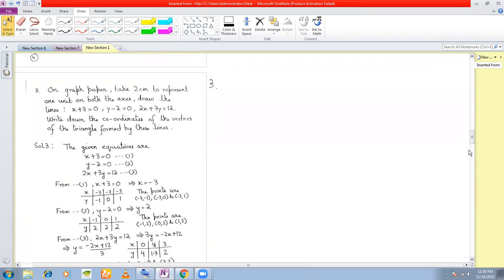Take 2 centimeter to represent 1 unit on both the axes. Draw the lines x plus 3 is equal to 0, y minus 2 is equal to 0, and 2x plus 3y is equal to 12. And you have a second part which states write down the coordinates of the vertices of a triangle formed by these lines. Okay. So first of all, let's write down the given equations.